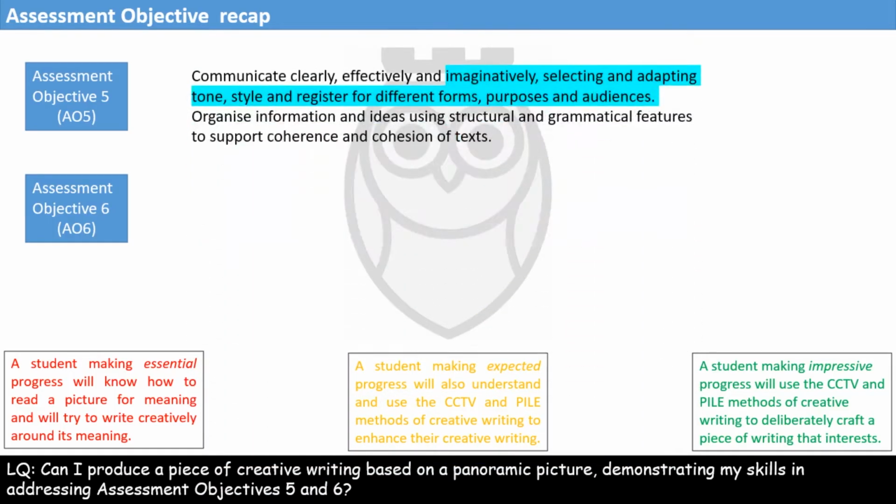Remember, the exam board states that for AO5, you must communicate imaginatively, selecting and adapting tone, style and register. So if you handed in what you have already written, you would only have achieved the first part of this sentence. You would have communicated clearly.